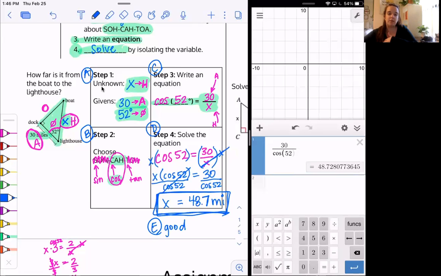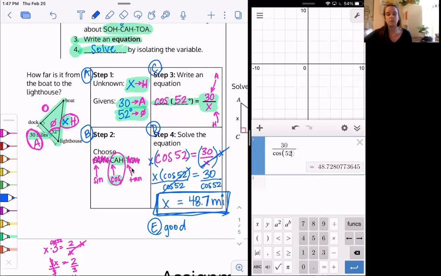If you are someone who got confused on this first step, all they're asking is what is unknown? What are you trying to figure out? And what do they tell you? They tell you the 30 and the 52, and they don't tell you the X. That's what you want to know. Then we labeled them, right? So from the angle, we went opposite. The longest side is our hypotenuse, and the leftover side, or the side that's next to it, is the adjacent, right? The adjacent.